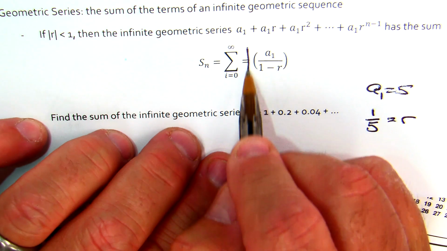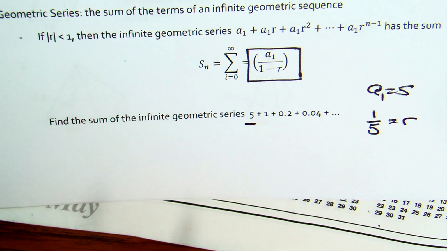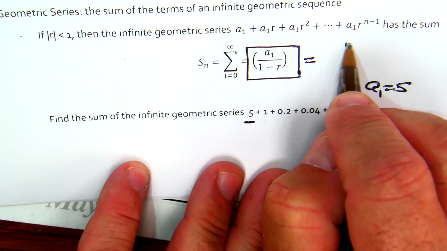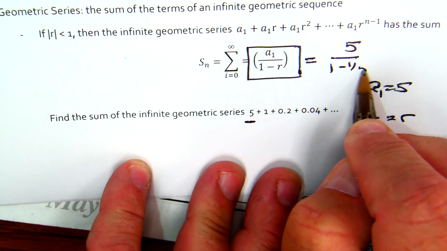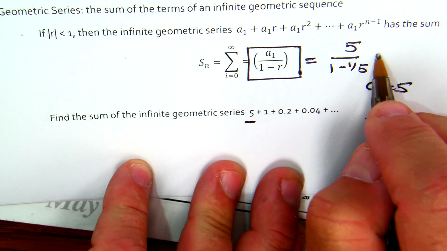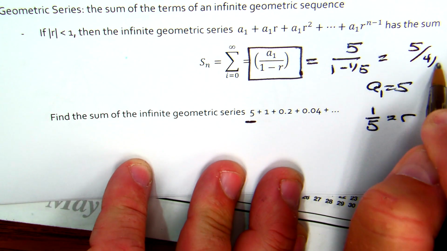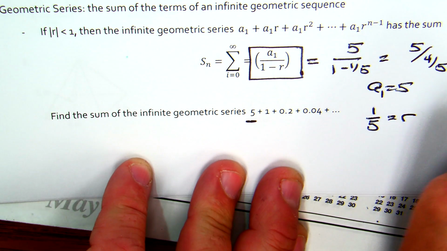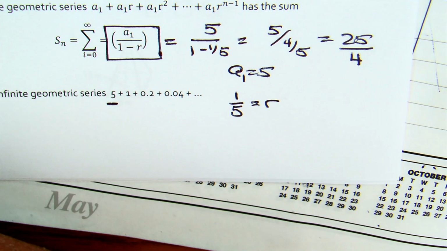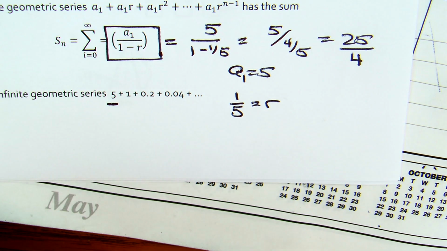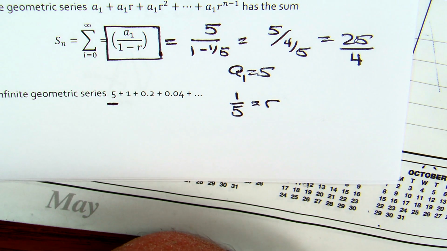So I'm going to go to my formula now, a sub 1 over 1 minus r, and plug in a sub 1, which is 5, over 1 minus r, which is 1 minus 1/5. 1 minus 1/5 is 4/5, and that ends up being 25 over 4. The reason I can do an infinite geometric series when r is less than 1 is because instead of getting bigger, the number is getting infinitely smaller. So eventually that will become so close to 0 that it's not like adding anything at all.